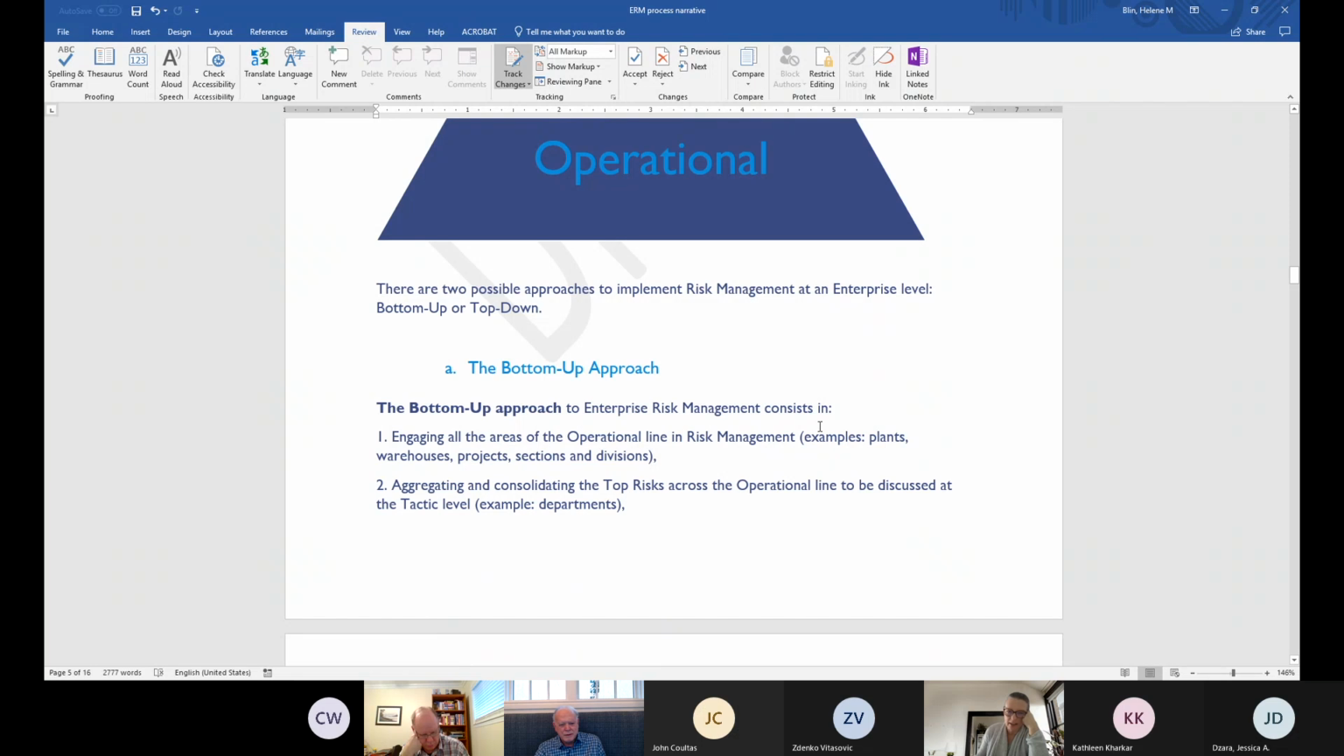It's really, and here I've given some examples of what it means. Operational line would be, for example, the plants, the warehouse, the project, the sections, and the divisions, meaning the people who are operationally doing things in our organization every day. The tactic level would be more their boss, but not because it's their hierarchy, because the boss is overseeing all those activities under him. So that would be the tactic level. And here I've given also some examples.